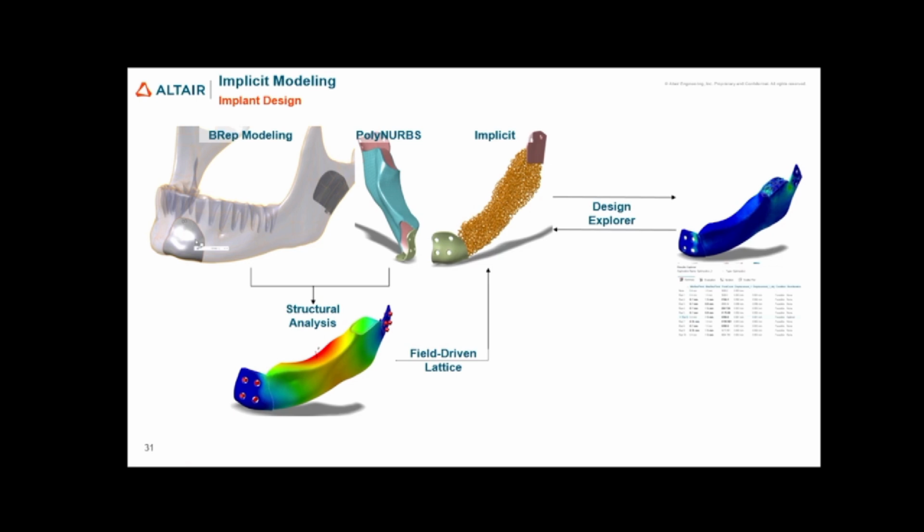So just a very quick recap on this one. We took a BREP model, created a polyNURBS model, created analysis, used it to drive the lattice with a field, and then we used Design Explorer to optimize that lattice.